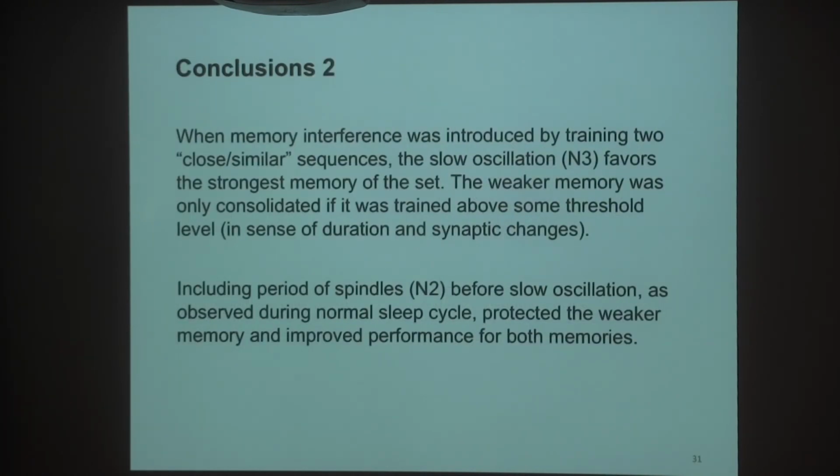So essentially the second conclusion of my talk is that when memory interference is introduced, so there are multiple memories which just have been trained and they can interfere with each other one way or another, the weaker memory can only consolidate if it has high enough synaptic strength. In that case, slow waves are not the best type of activity to consolidate that memory because they will favor the stronger one. However, if we have stage 2 and spindles before, it can solve that problem, and it can protect the weaker memory and improve performance for both memories.